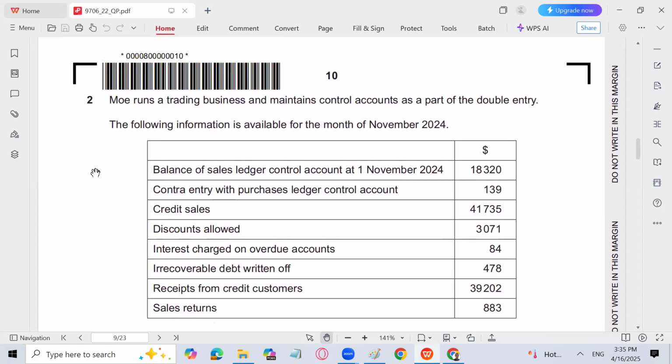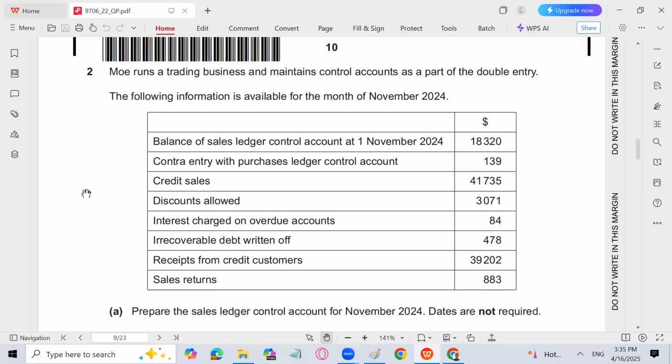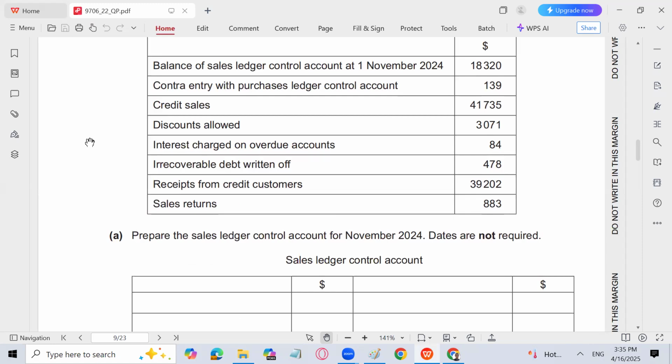Moi, question number 2, February, March 2022, AS Accounting, and the topic is control account reconciliation. Moi runs a trading business and maintains a control account as part of the double entry. The following information is available for the month of November 2024. Balance of sales ledger control account at 1st November is given: 18320.